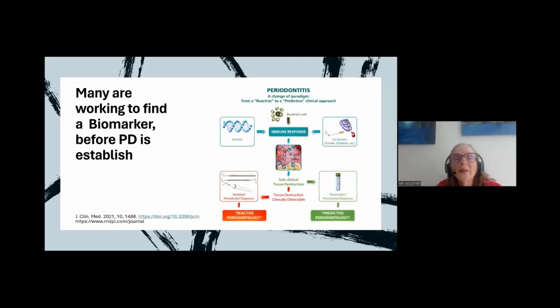And the important thing is there are many labs out there that are looking to find a biomarker before a periodontal disease is actually present. So the important thing is we see with periodontitis, we have to have a different paradigm. We have to go from a reactive approach, which is not the way to deal with things, to a more predictable one.